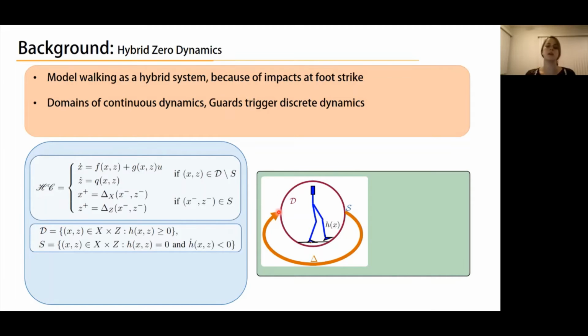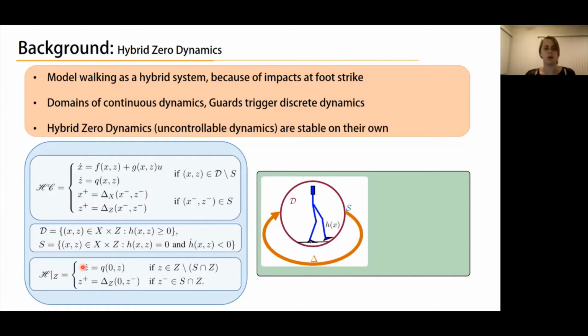To consider the zero dynamics, these are the uncontrollable dynamics. And for the hybrid zero dynamics, we require these to be stable on their own. The zero dynamics are when all the outputs, x, are zero. The system is reduced to a lower dimensional manifold and evolves on this space. We require that the evolution on this manifold be stable.